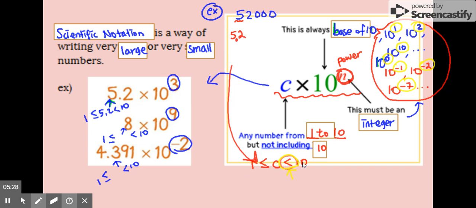5.2 is between 1 and 10. So now I'm going to put a decimal here. But think about it. If I just put 5.2, this is not the number. This is not 52,000. So how can I make 52,000 from 5.2? How many zeros do you need to multiply to 5.2?